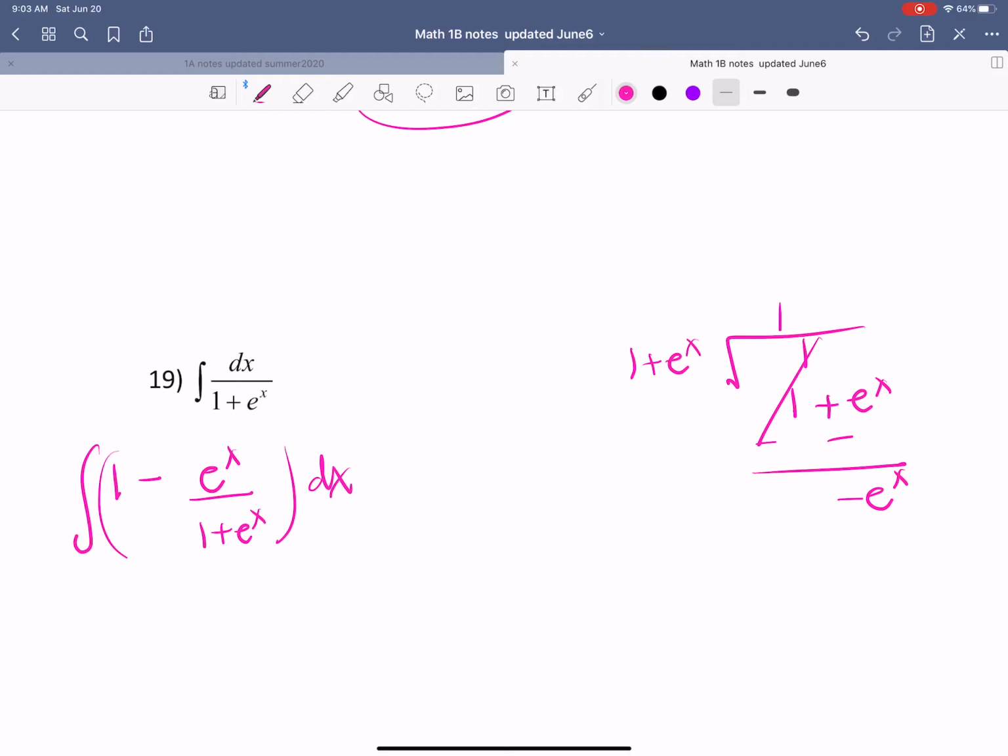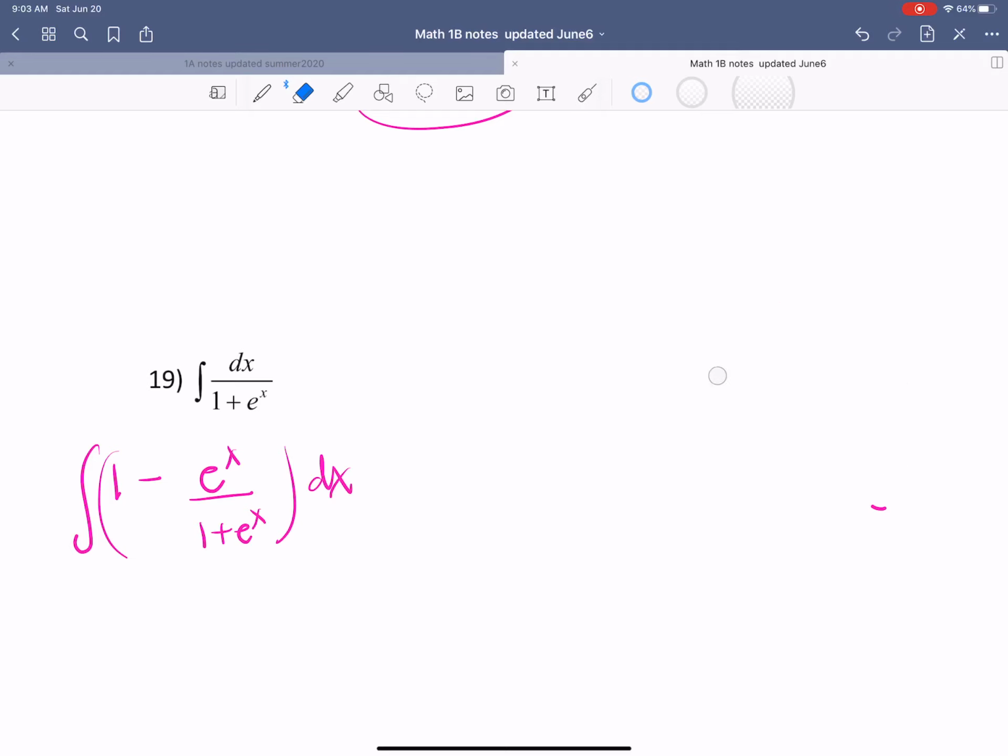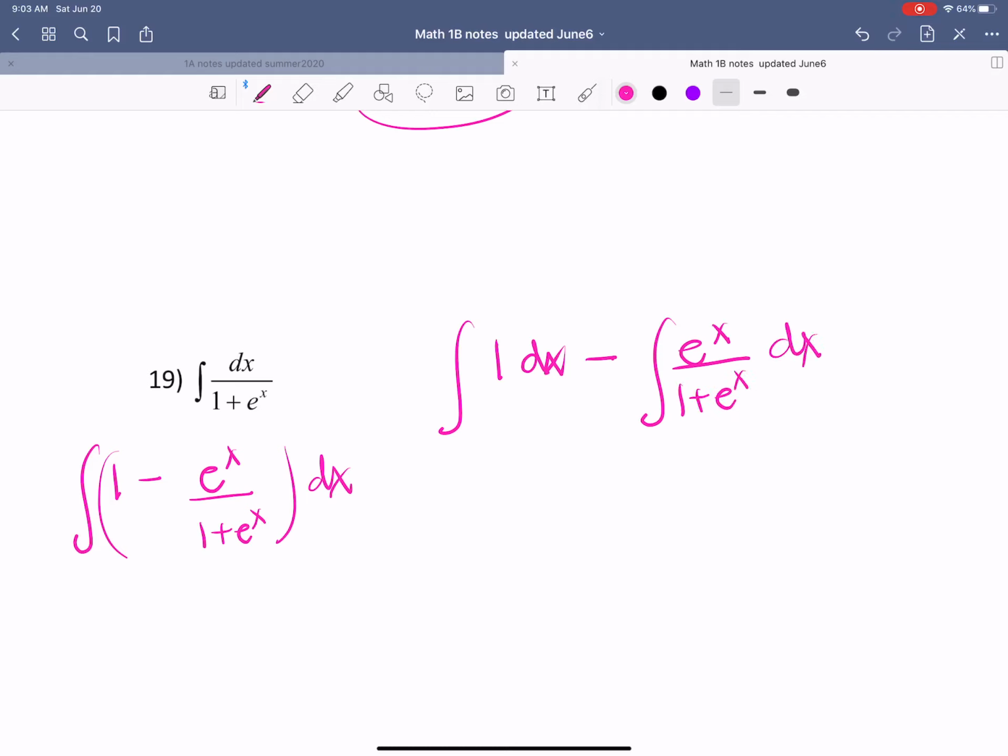The benefit of doing this is, one, it's split into 2 fractions for me. Second, I do have the e to the x on the top, which I didn't have earlier. I'm going to split it into 2 separate integrals. The first one is just going to be 1 dx. The second one is e to the power x over 1 plus e to the power x dx. 1 dx would be just an x.